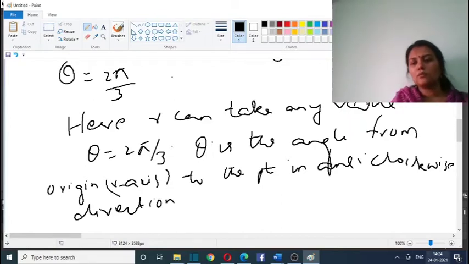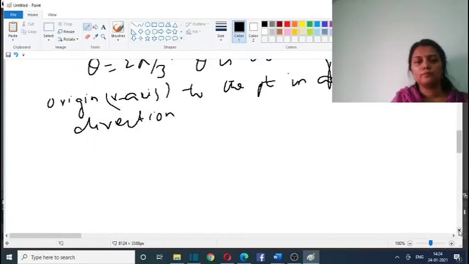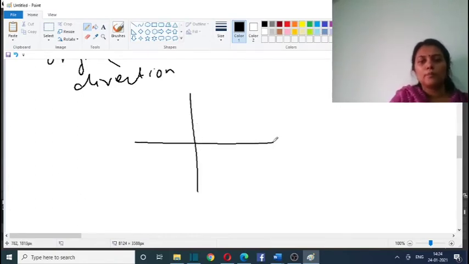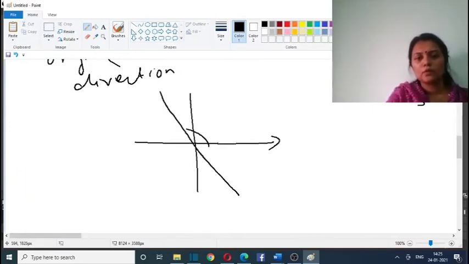So theta equal to 2 pi by 3, which is equal to 2 into pi, pi is 180, 180 by 3, 360 by 3 is 120 degree. So the angle, if we measure, is 120 degree or 2 pi by 3 radian. So this is the line.